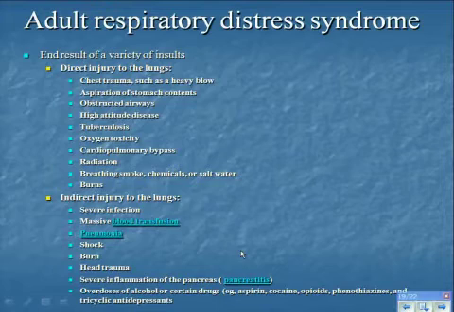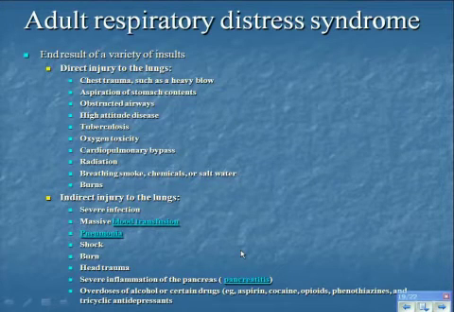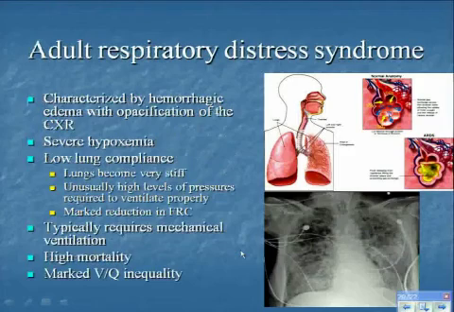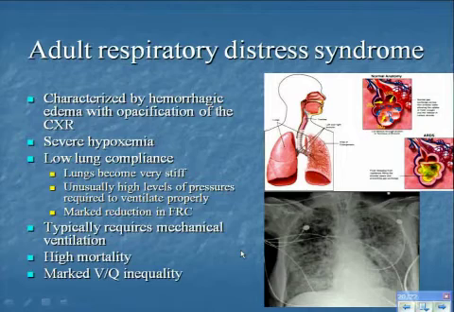So these people basically begin to die from the lack of alveolar distension. Everything begins to collapse. What you see is basically hemorrhagic edema with opacification of the chest x-ray. You see this kind of pattern. It's basically diffuse.